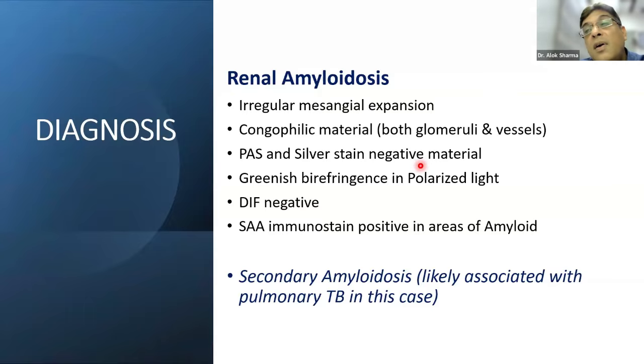But remember, even if it occurred 10 years back, there is no predictable timeline in which amyloid deposits can form after an initial infective insult. It can be 10 years, it could be 2 years, it can even be 20 years, but still the etiology remains the same, right?